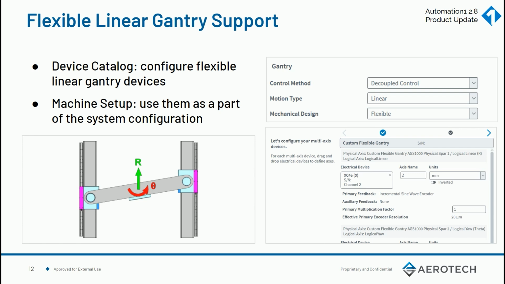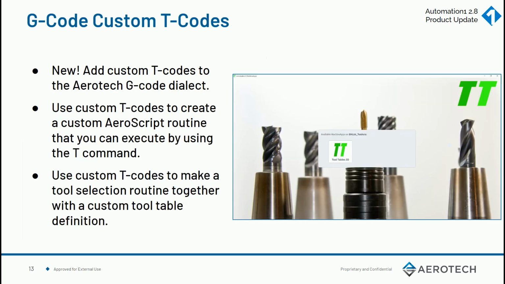We formerly and currently still have what's called a rigid linear gantry support. In that case, because it is rigid, the theta axis cannot be programmed to. Now that we've opened up device catalog and machine setup for flexible linear gantry support, you can actually build a gantry with the Automation1 Studio application and Automation1 controller that includes flexible joints on your gantry, such that you can actually program motion in the theta direction. This is all building on top of the core feature, which is the Automation1 gantry control, which includes this MIMO style decoupled control capability.